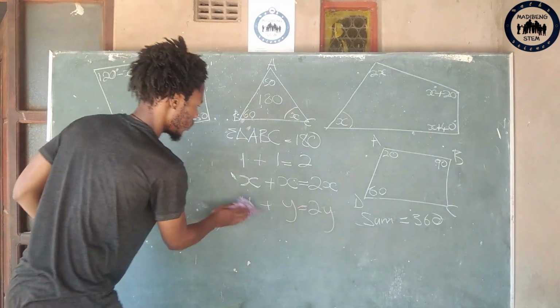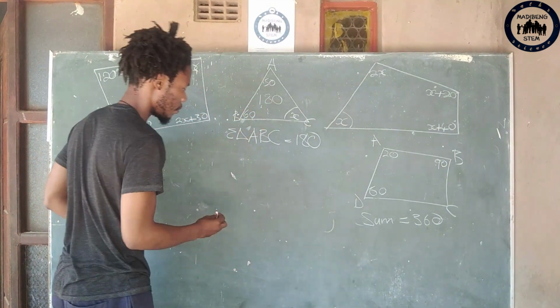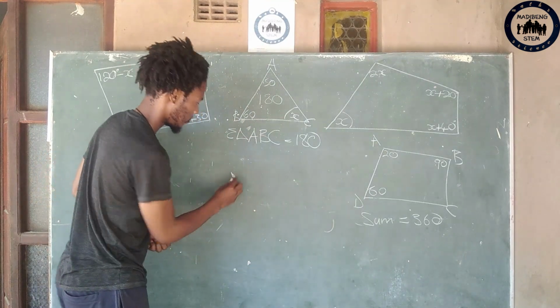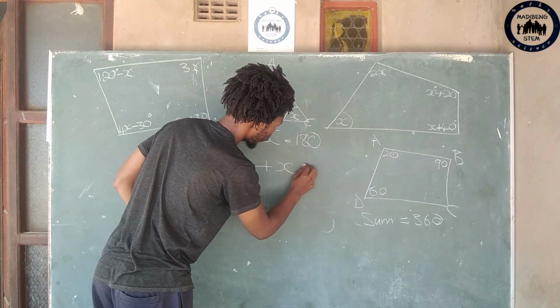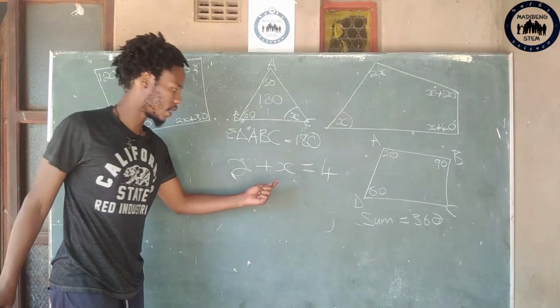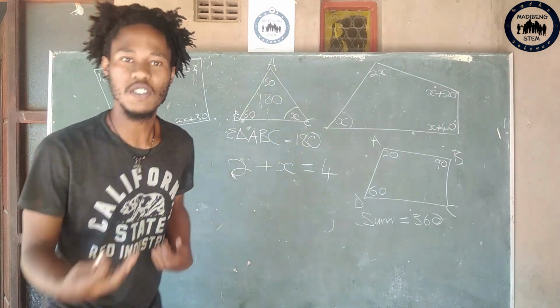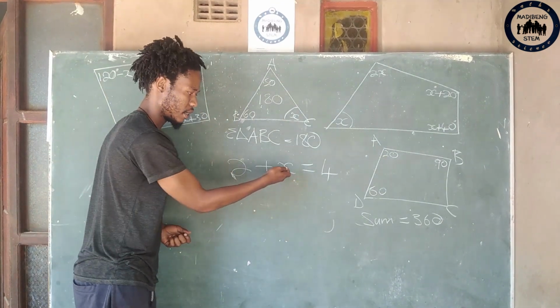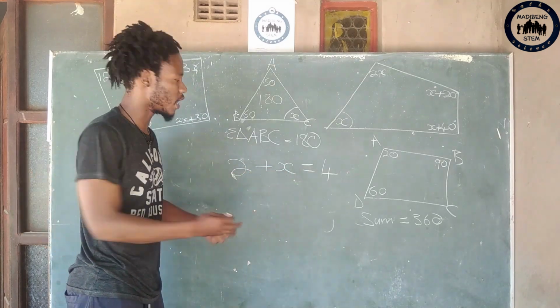So let me do this. If, for example, I say 2 plus x is equal to 4, do you understand this? So what is x? 2 plus 2 is 4, right? So it has to be 2, but we don't know it's true. We have to prove that it's 2.